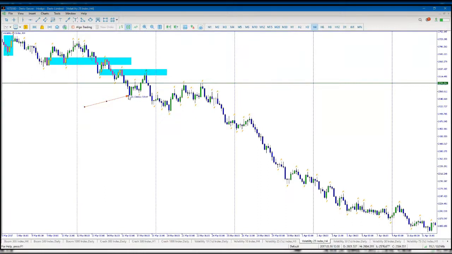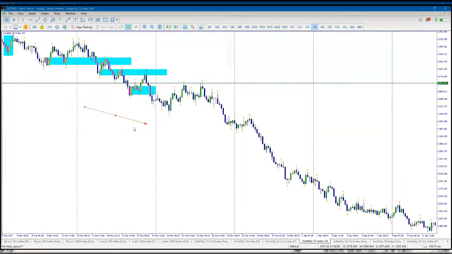And then what happened? Price came up to this last order block, and then we saw it tanking down. So this now becomes the last structural point.